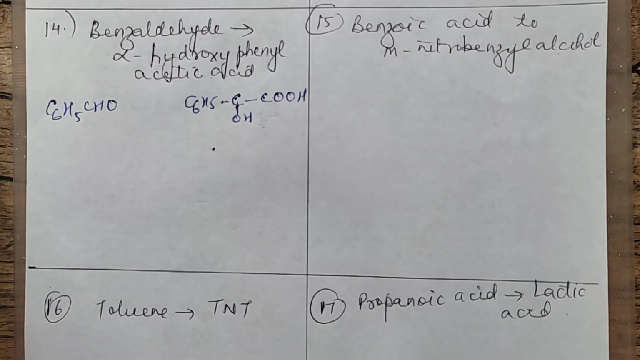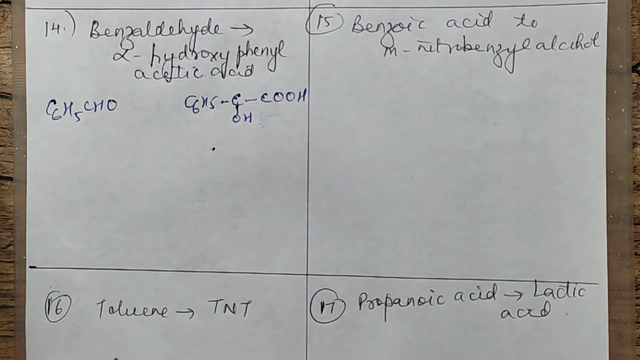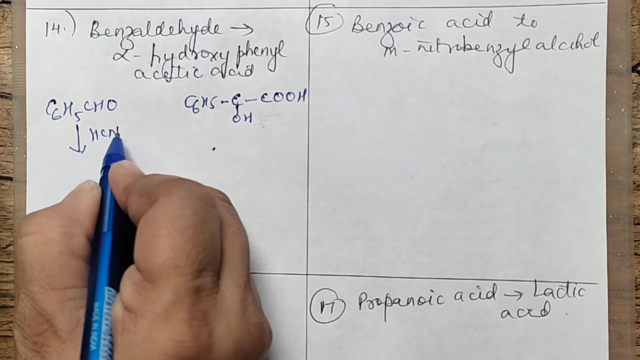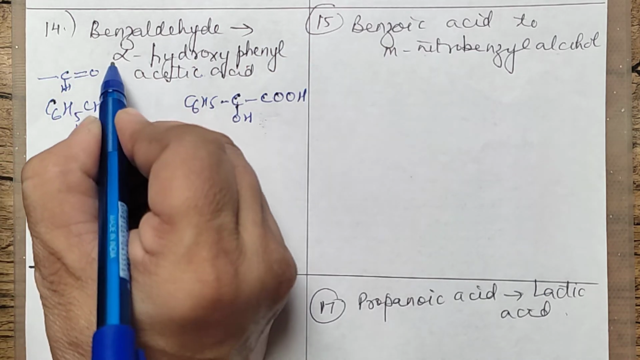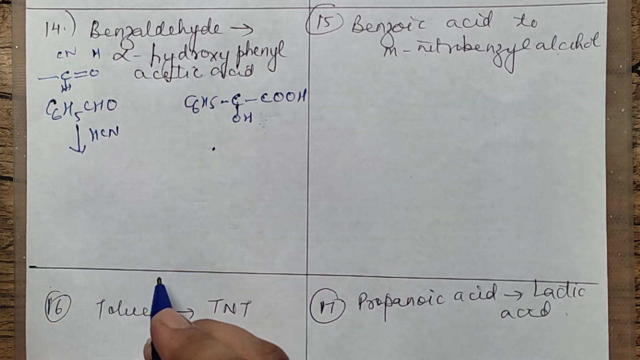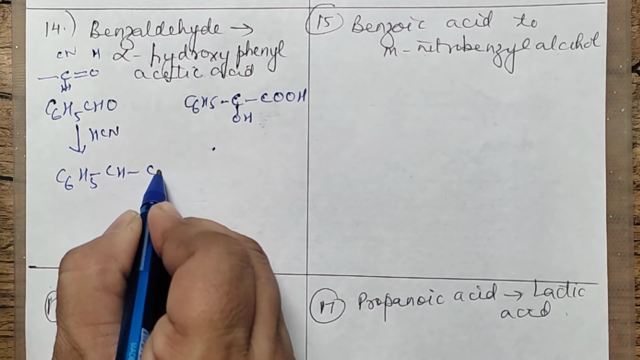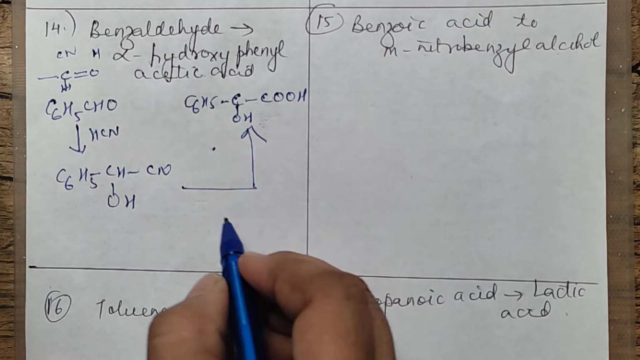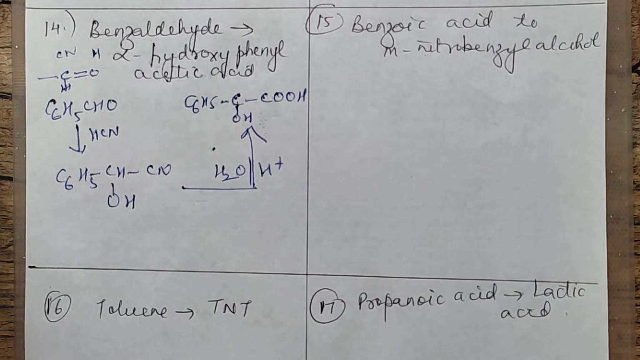Whenever you want alpha hydroxy, think of adding HCN to it. You remember nucleophilic addition reactions, how we were doing? When HCN is added here, H will be added on oxygen and CN will be added on the carbon. So what will you get here? C6H5CH(OH)CN. Now we are almost closer to the product. This CN we have to just convert into acid by complete hydrolysis. Clear?